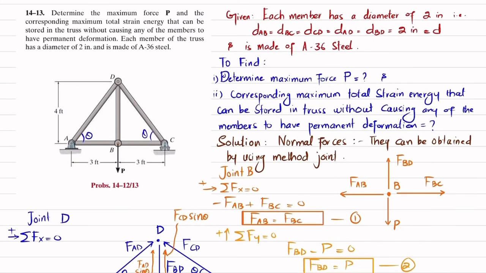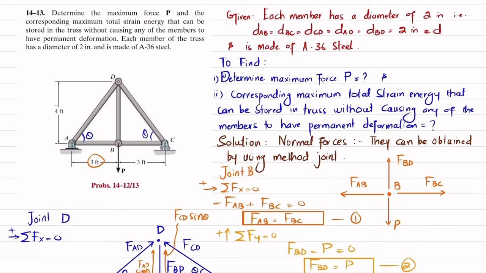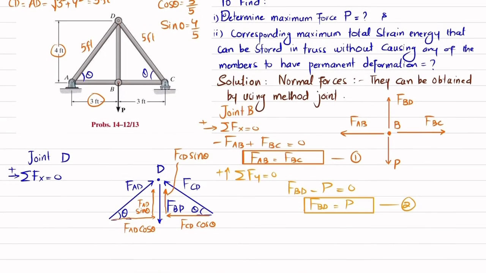How will we find sin theta? You can see this base is 3 and this height is 4. So by using the Pythagorean theorem, the square root of 3 squared plus 4 squared will give you the AD length or CD length, and that will be 5 feet. So this will be 5 feet. This will be 5 feet. Now cos theta is equal to 3 over 5 because base over hypotenuse, and sin theta will be equal to 4 over 5.